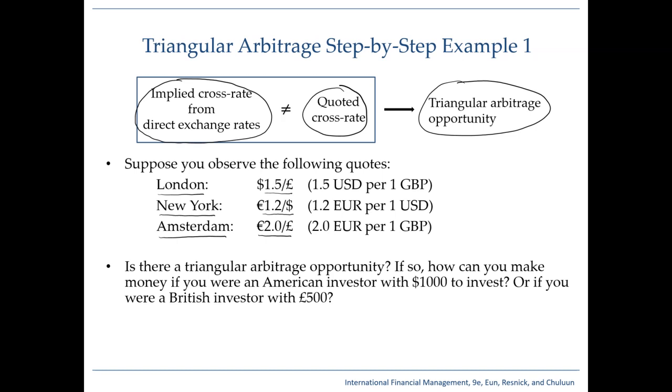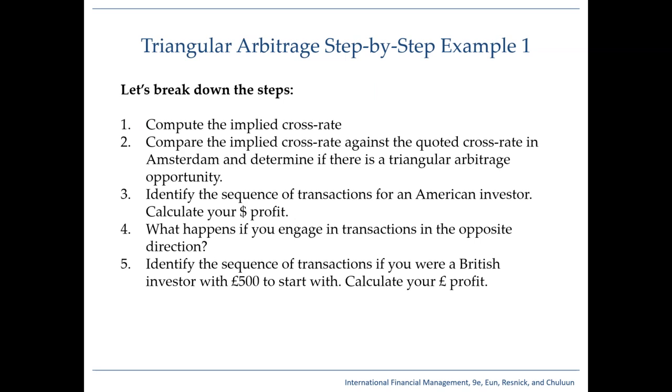And if so, how can you make money if you were a British investor or if you were an American investor? So let's see how that works, and let's break down this problem into steps. The first thing you're going to do is compute the implied cross rate between euros and pounds. Then you are going to compare that implied cross rate you computed against the quoted cross rate. And if these two numbers are not the same, there's a triangular arbitrage opportunity. Once you know that, you can figure out the sequence of transactions to engage in order to make money, and you can compute your dollar profit.